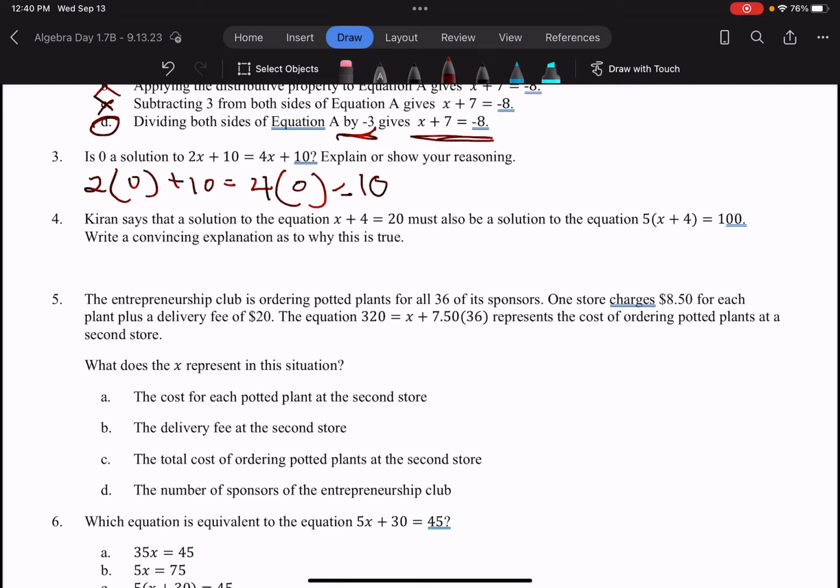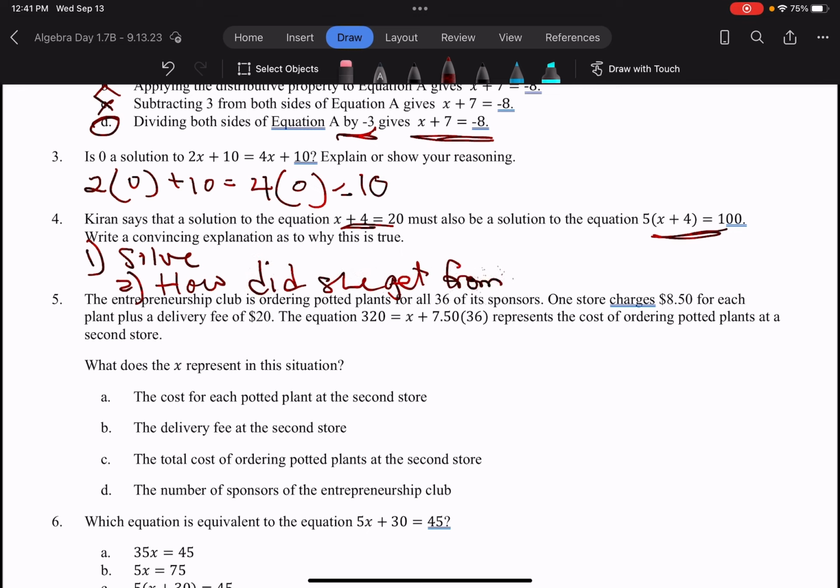All right, number 4 says, Kieran says that a solution to this equation must also be the solution for this equation. Write a convincing explanation as to why this is true. So there's two ways that you can explain this to me. One is that you can go ahead and solve. If you choose that, you should show me your work for solving it. Or two, you can show me what legal moves she took to get from equation 1 to equation 2.